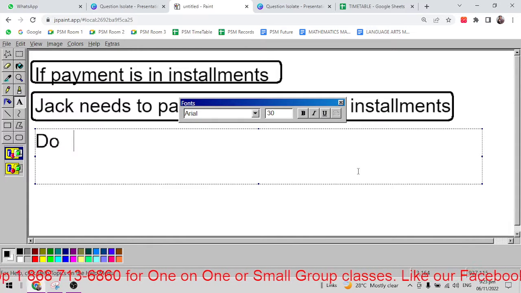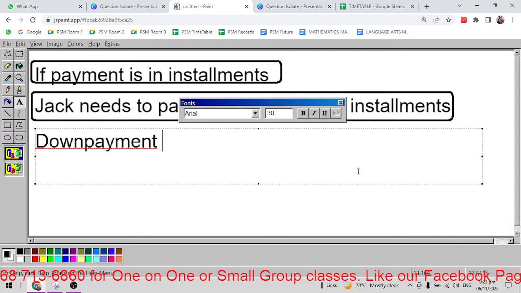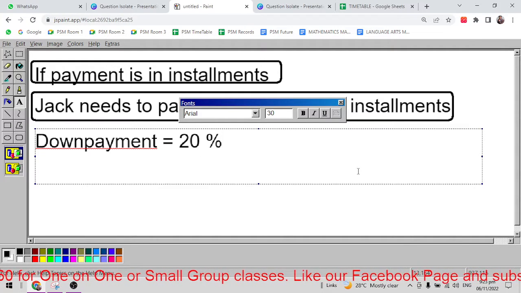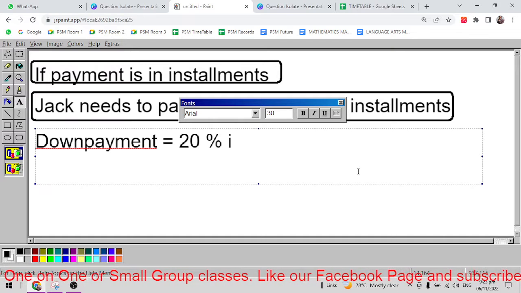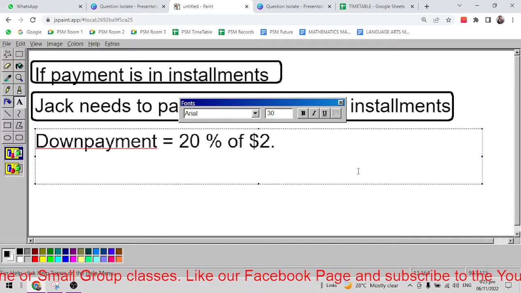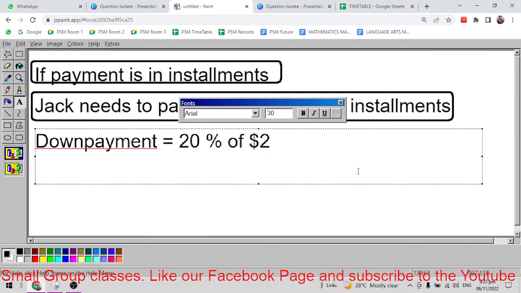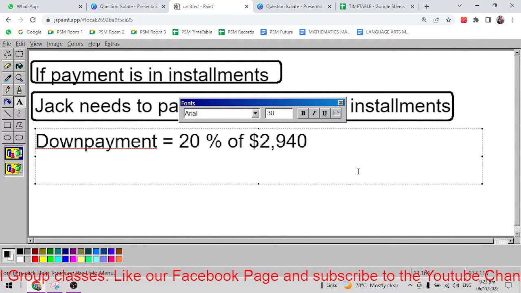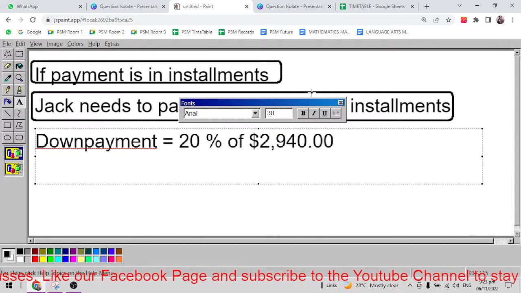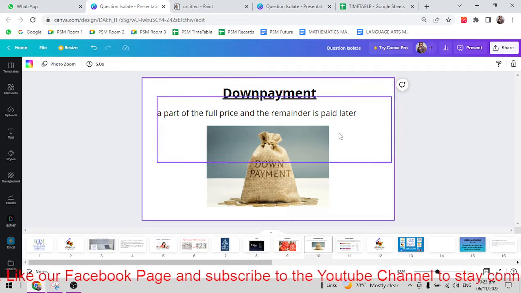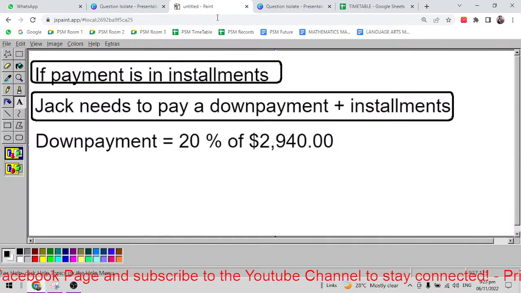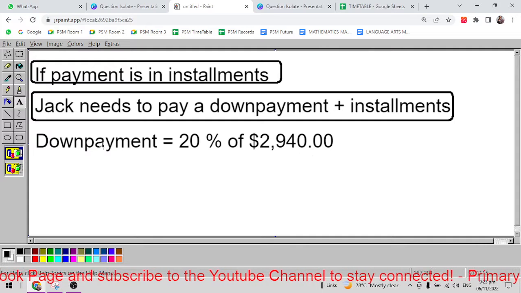So down payment is equal to 20% of, what was the price? What was the price of the laptop? It was $2,940. Make sure I get that right, because that affects the whole question. Down payment is 20% of $2,940. Let me just check that one second. Yeah, 2940. Good. So let's find the down payment.